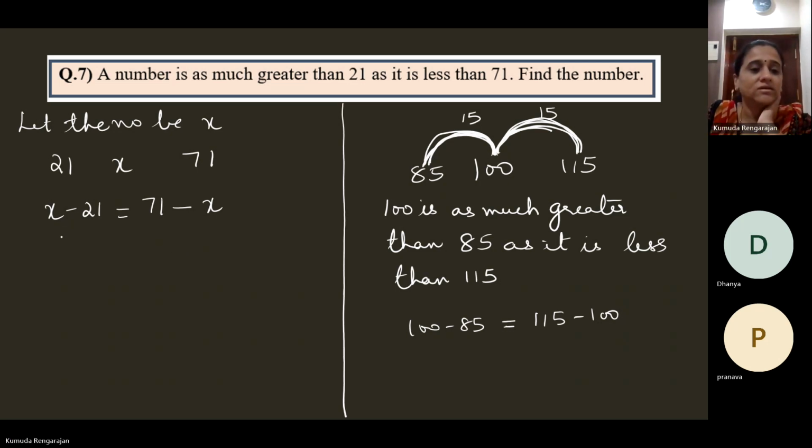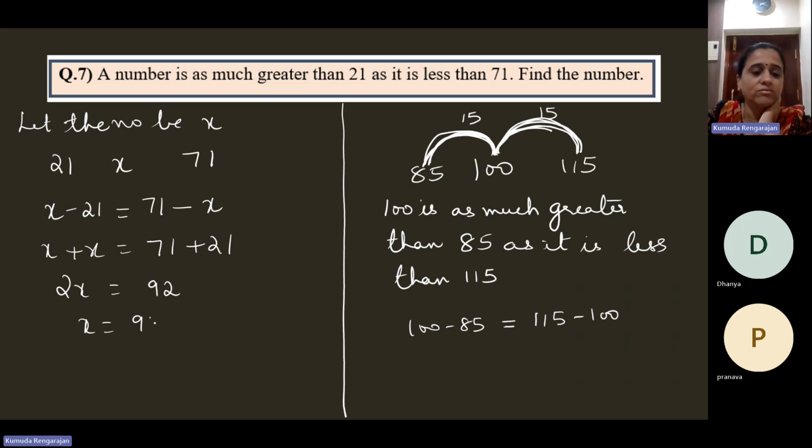Yeah. So now get all the x on one side. So minus x travels to the left hand side as plus x is equal to 71 plus 21. So 2x is equal to 92. X is equal to 92 by 2. X is equal to 46. Therefore, the number is 46.